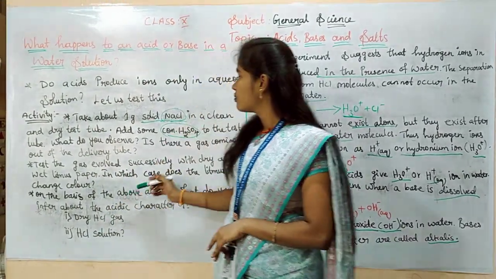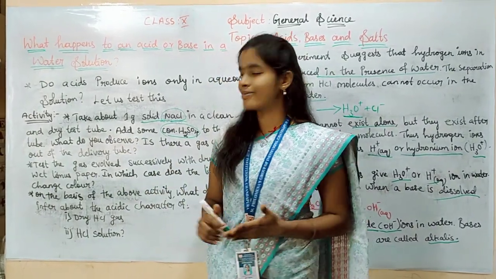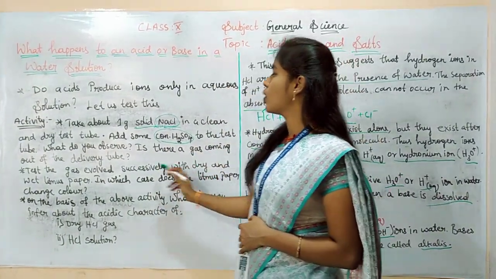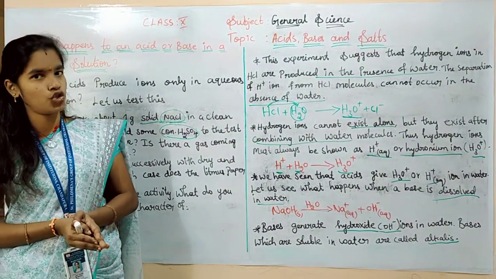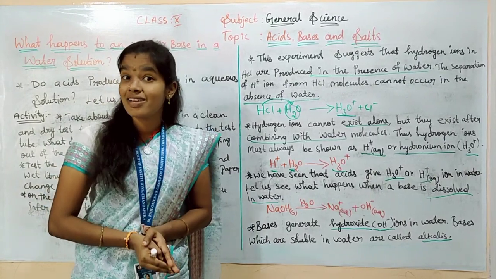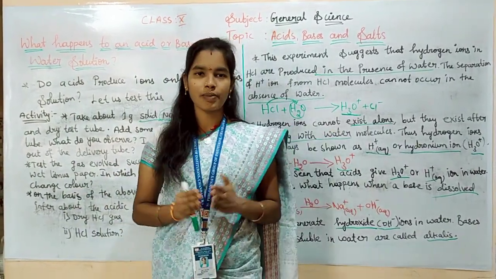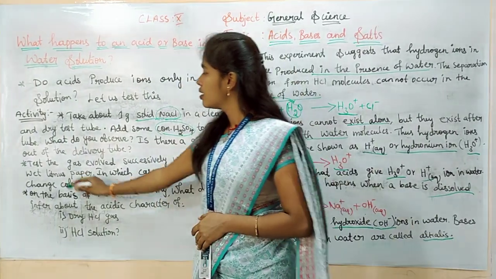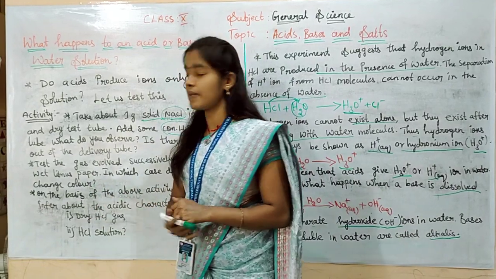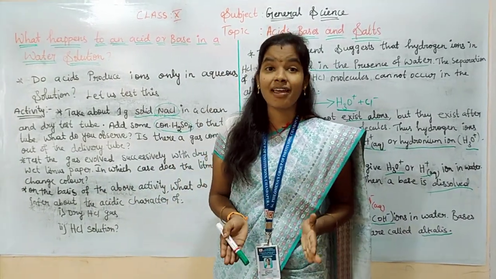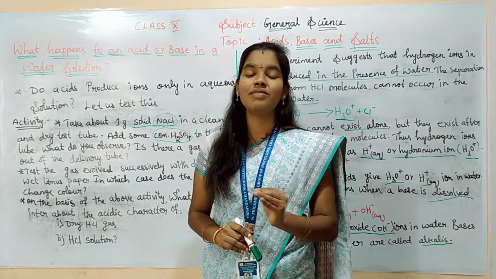What do you observe now? Is there a gas coming out of the delivery tube? We have to check whether gas is coming out of the delivery tube. What gas is coming out? HCl gas is coming out through the delivery tube. Test the gas evolved successively with dry and wet litmus paper, so we check that HCl gas with the help of litmus paper.